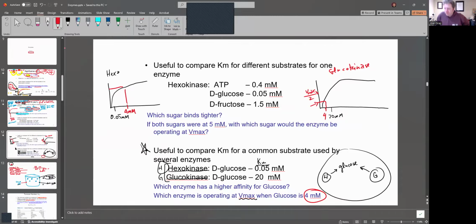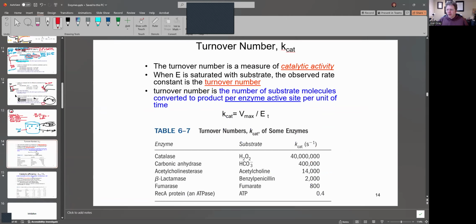Okay, wonderful. All right, so Km is a measure of affinity. It's also a way of looking at how much does one enzyme want a substrate over another enzyme. Now, what we have in terms of kinetic parameters are Vmax and Km. We've looked at Km in a couple of different ways. We've looked at, well, how do we actually track that information? And now we're going to talk about turnover number, also known as Kcat. This is a measure of catalytic activity.